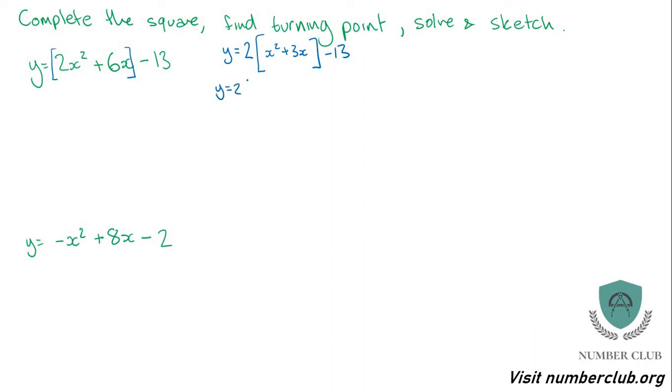So we get y equals 2, and we're going to complete the square in there. So we get 2 lots of x plus, I'll show you the decimal version this time because we didn't really get to see a solution with the decimal version on the previous slide.